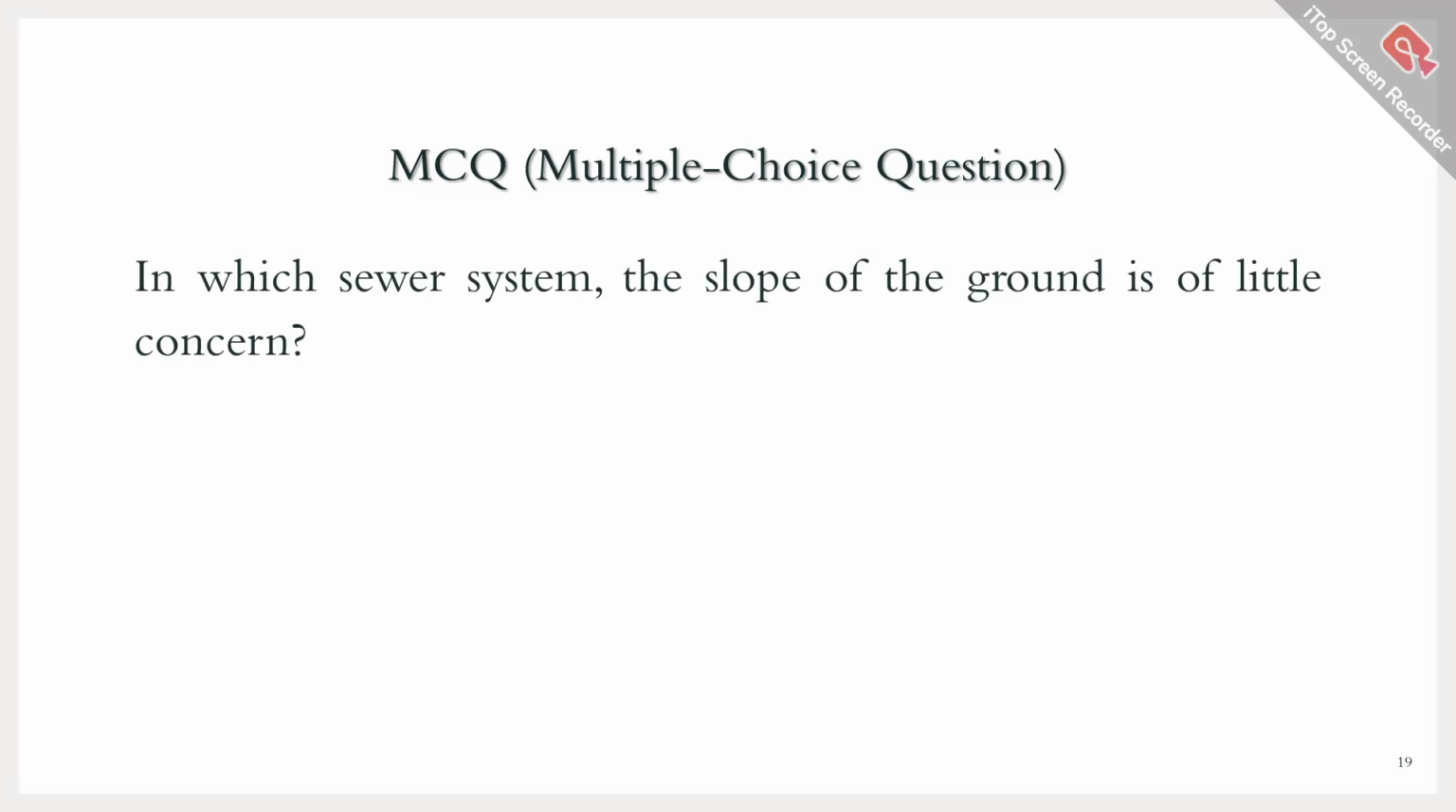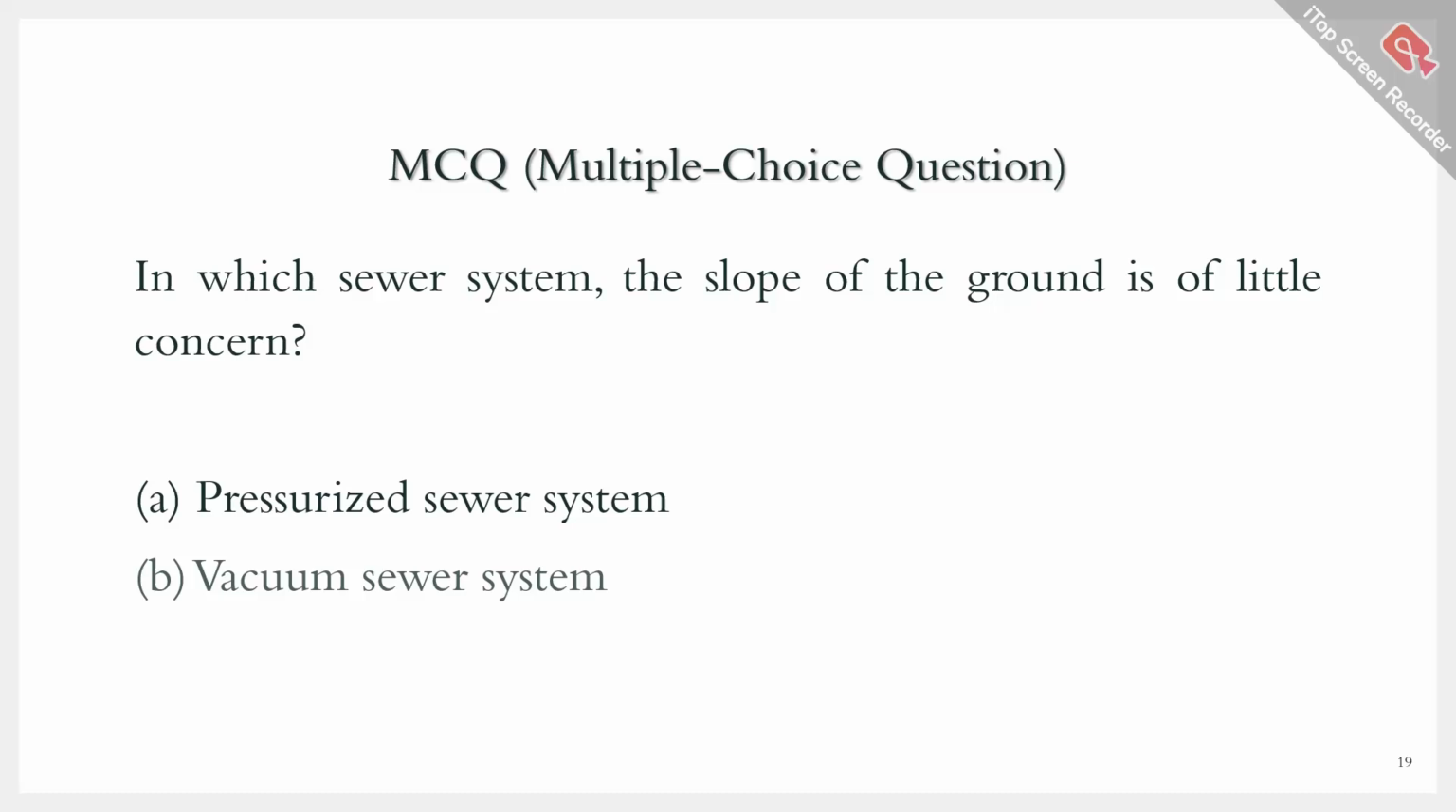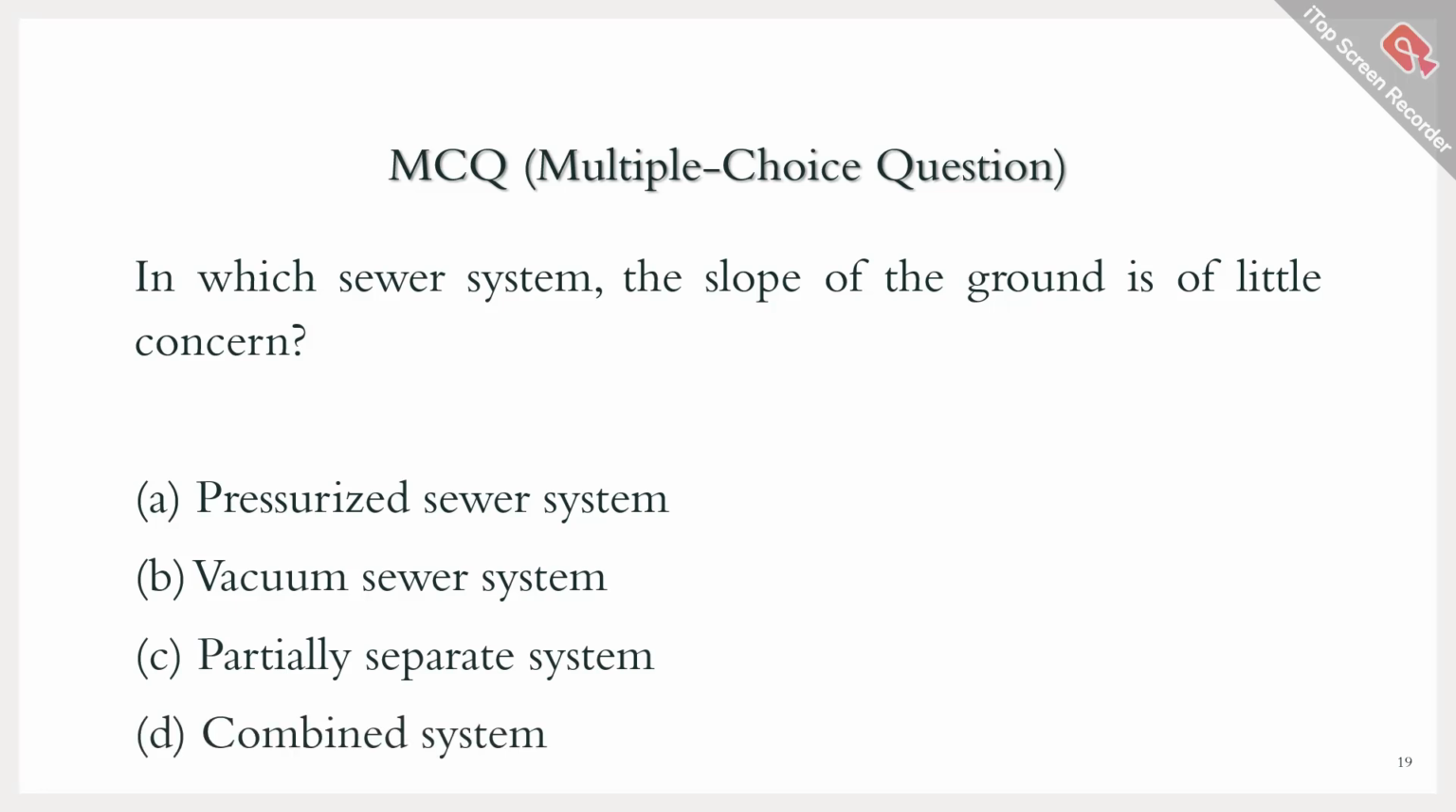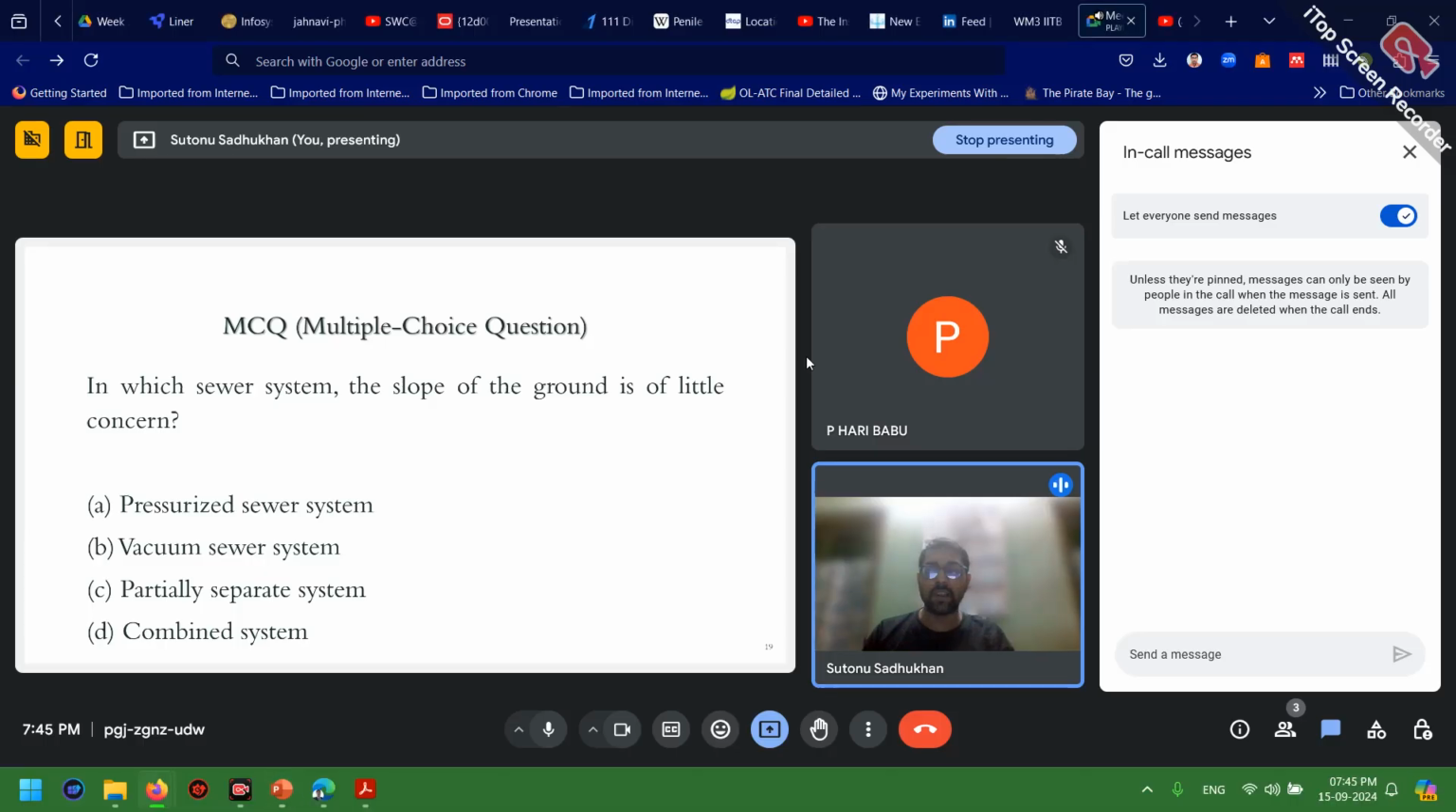In which sewer system is the slope of the ground of little concern? Option A is pressurized sewer system. Option B, vacuum sewer system. Option C, partially separate system. And option D, combined system. In which of them does the slope of the ground have very little concern?